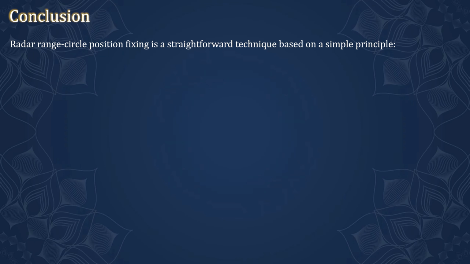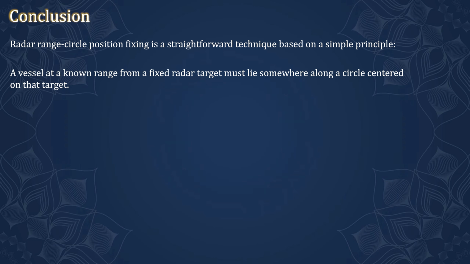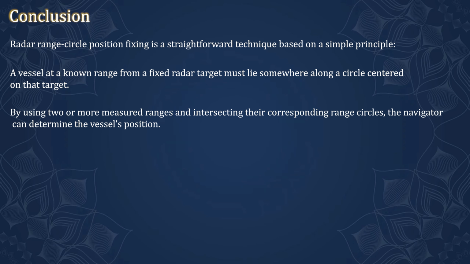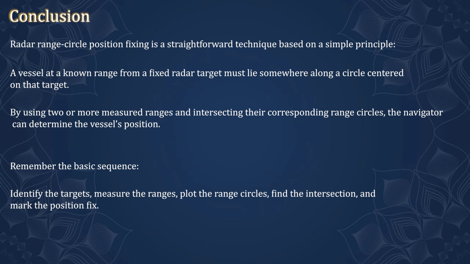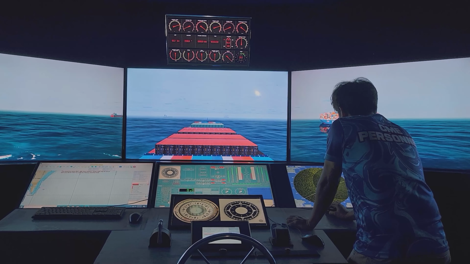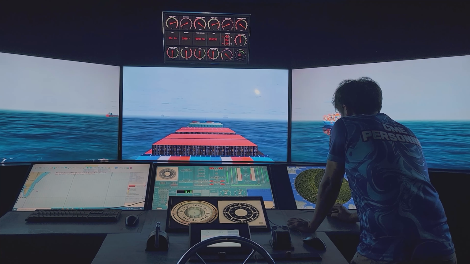Conclusion. Radar range circle position fixing is a straightforward technique based on a simple principle. A vessel at a known range from a fixed radar target must lie somewhere along a circle centered on that target. By using two or more measured ranges and intersecting their corresponding range circles, the navigator can determine the vessel's position. Remember the basic sequence: identify the targets, measure the ranges, plot the range circles, find the intersection, and mark the position fix. Accuracy in radar ranging and chart plotting is essential for obtaining a reliable position. And that's how you determine a vessel's position using radar range circle position fixing.